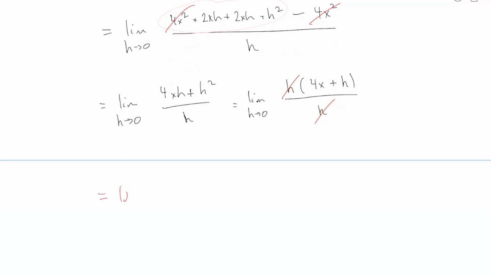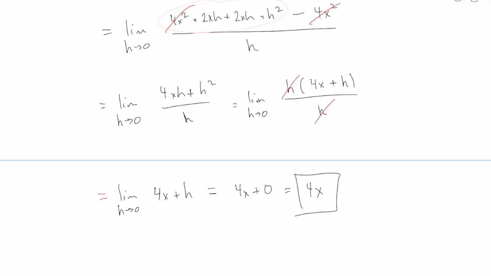Oops, sorry. So I get lim h goes to 0. All that remains is this, 4x plus h. And my final step is to actually do the limit by plugging in h equals 0, and I get 4x plus 0, which is 4x, the end. All right.